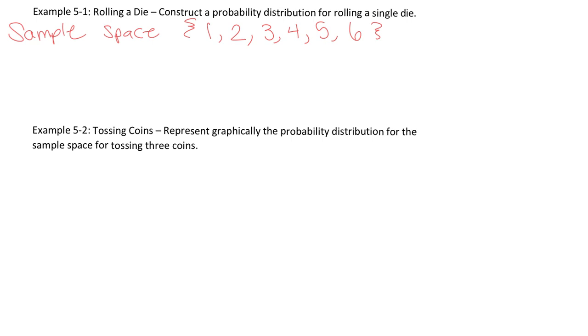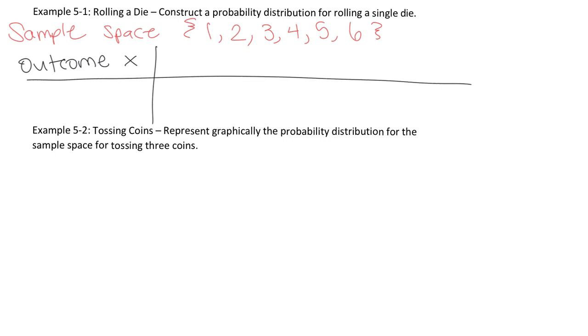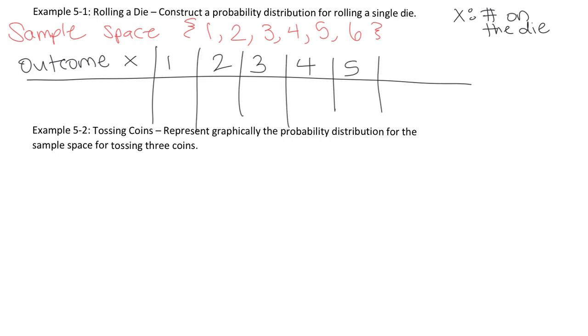So we'll let our outcome be X, and our outcome will be the actual number on the dice, so what number we get on the dice. So I'll put that over here. X is the number on the die: 1, 2, 3, 4, 5, 6.